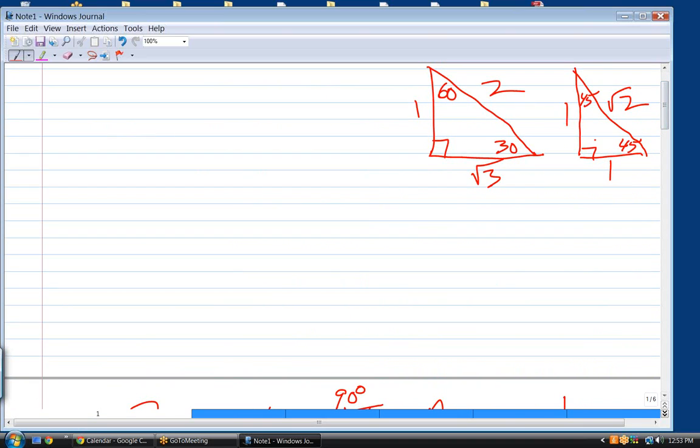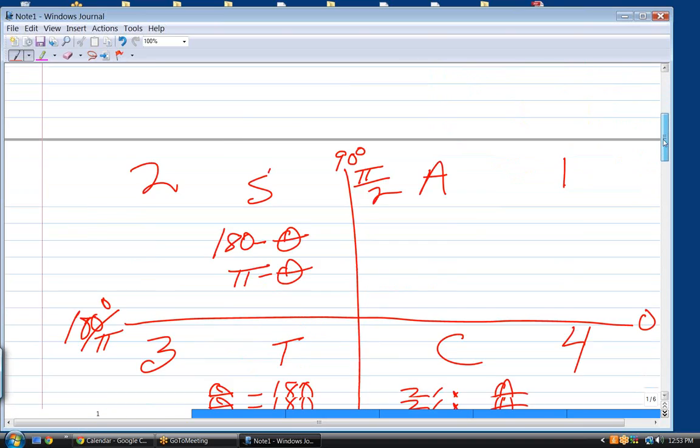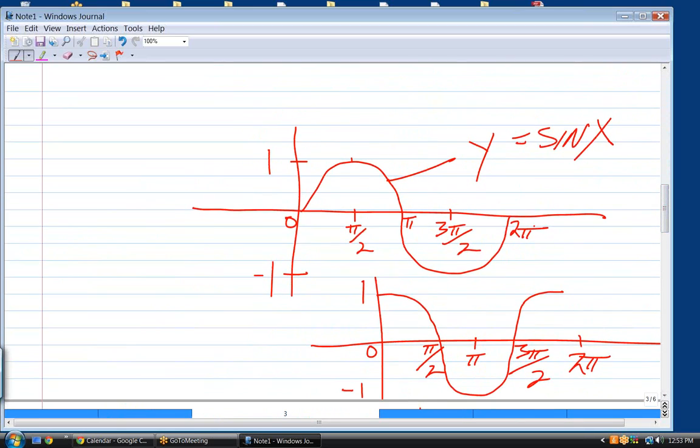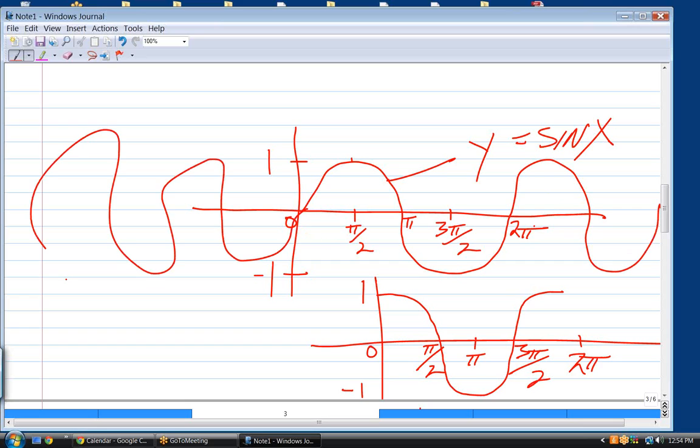The best way to get them is to know the curves, because you got to memorize these anyway. You want to have these memorized. You want to be able to recreate these 2 curves from scratch. Now, I've only drawn 1 period of each of these. In theory, this thing just keeps going, both directions. Same with cosine.